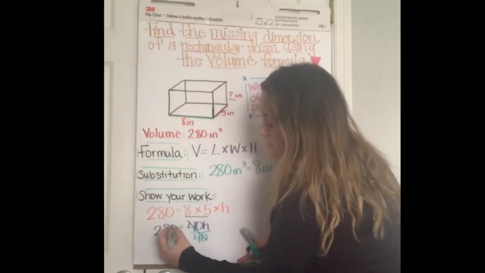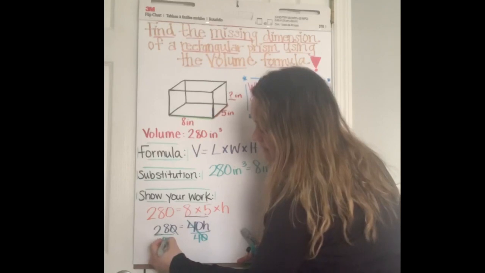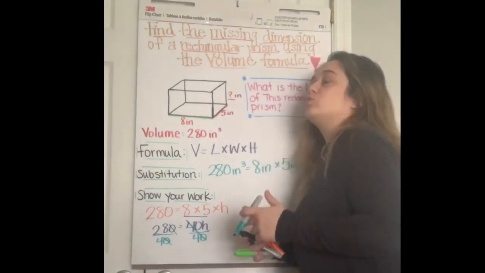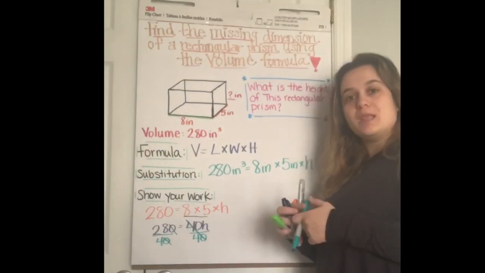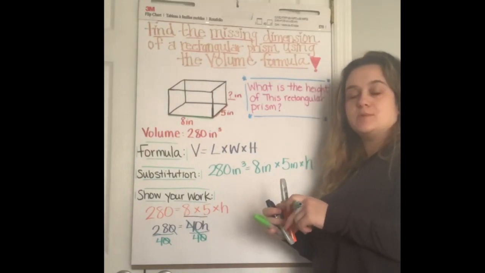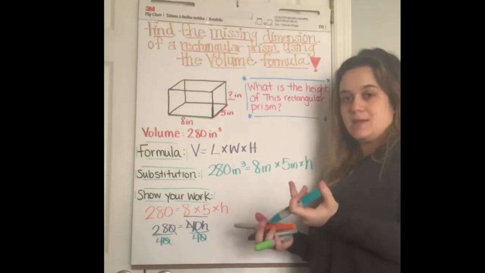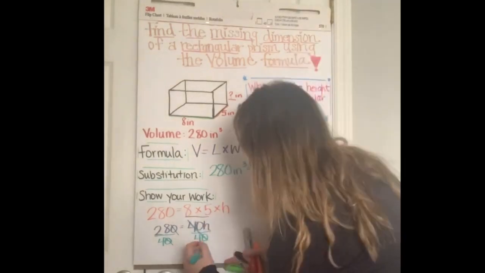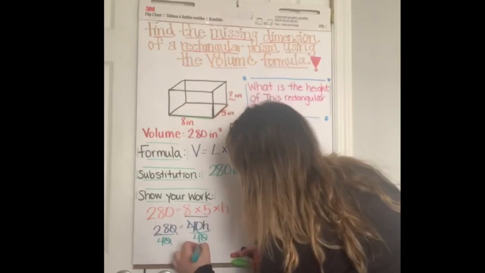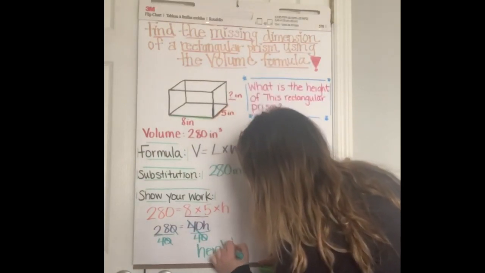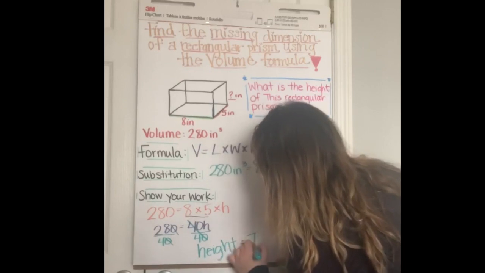We have a 0 and a 0. Use the trick that we showed you in class. So you're left with 28 over 4. 4 times what other factor is going to give us 28? And you're going to see that h, the height, equals 7 inches.